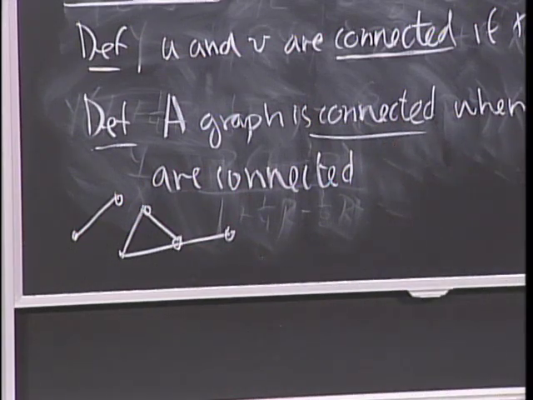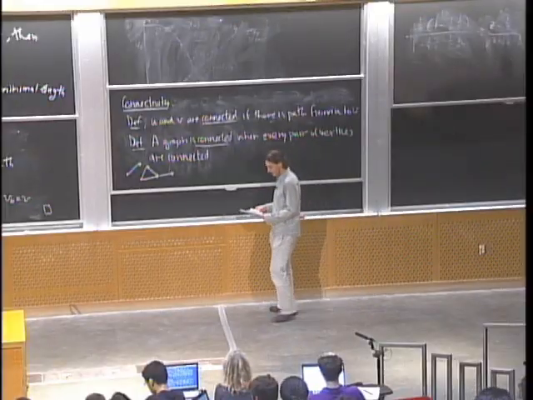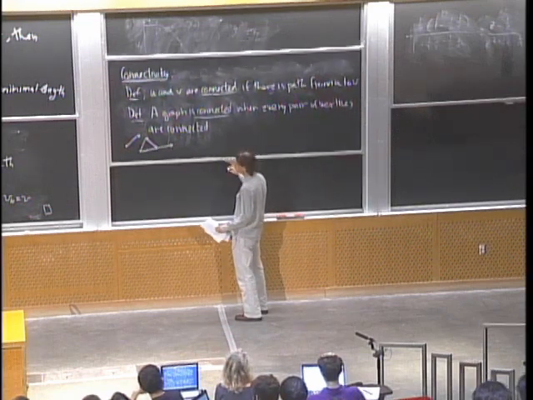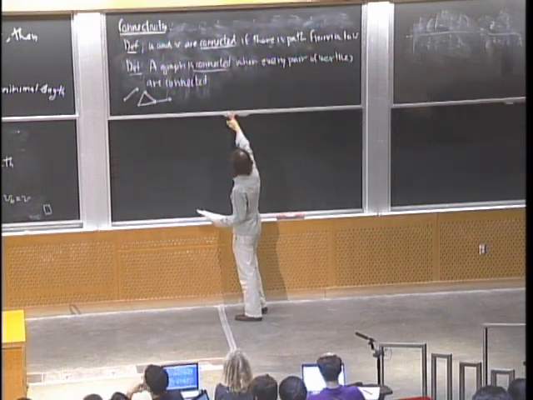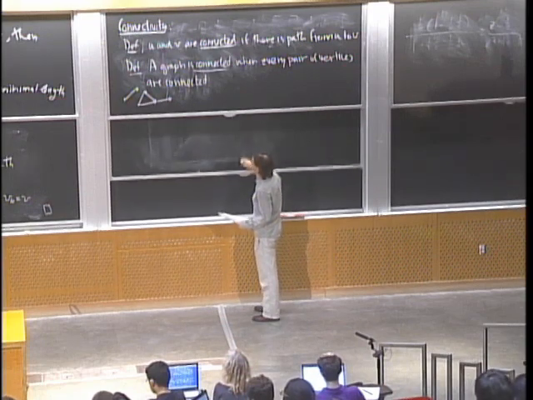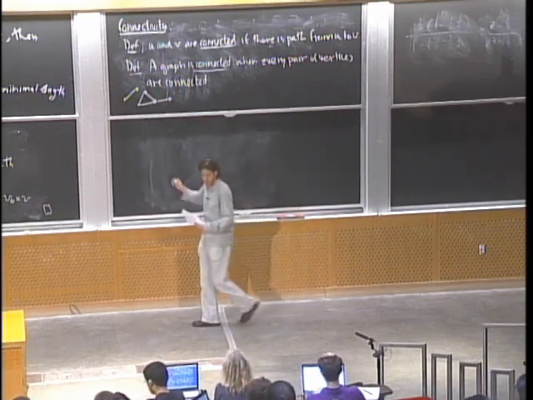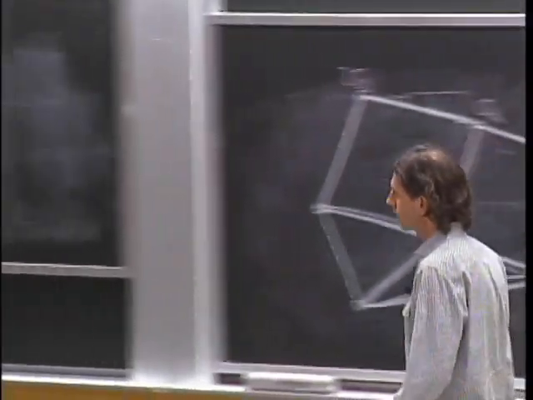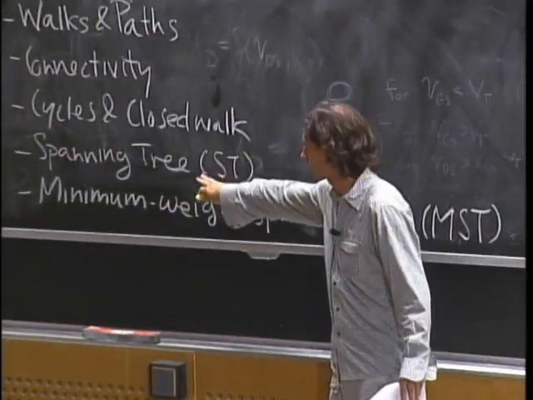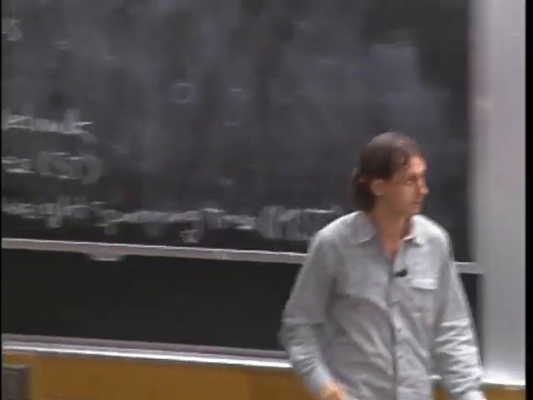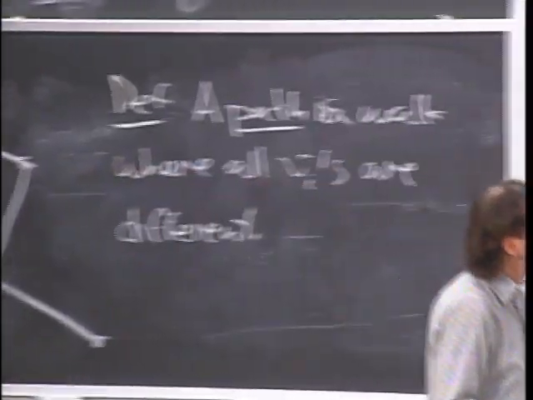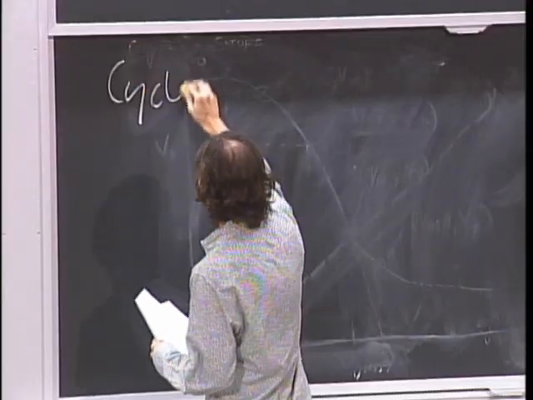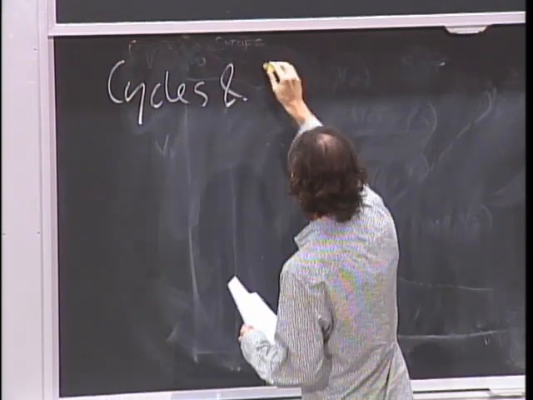Okay, so this is about connectivity, and now we can start talking about cycles and closed walks. And together, these concepts will help us to define trees, and then we can start talking about this very special concept, spanning trees. Okay, so let's see how that works. So, cycles and closed walks.